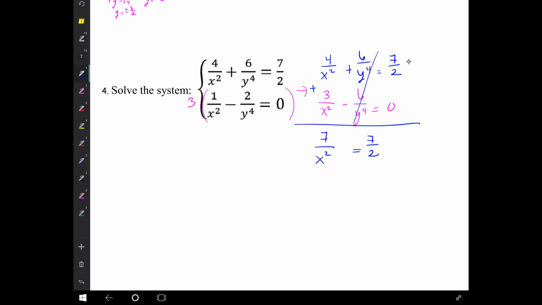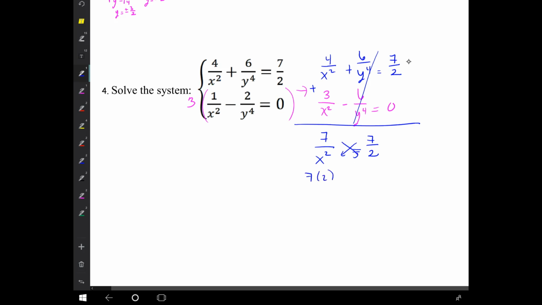You could look at it as an equal fraction. So if 7 is equal to 7, then x squared has to equal 2. The other way I've seen people look at it is to do the cross product property. Some people feel more comfortable with that. So it would be 7 times 2 is equal to 7x squared. So 14 equals 7x squared, divide by 7. You get 2 equals x squared. Take the square root. So yes, x is equal to plus or minus root 2.